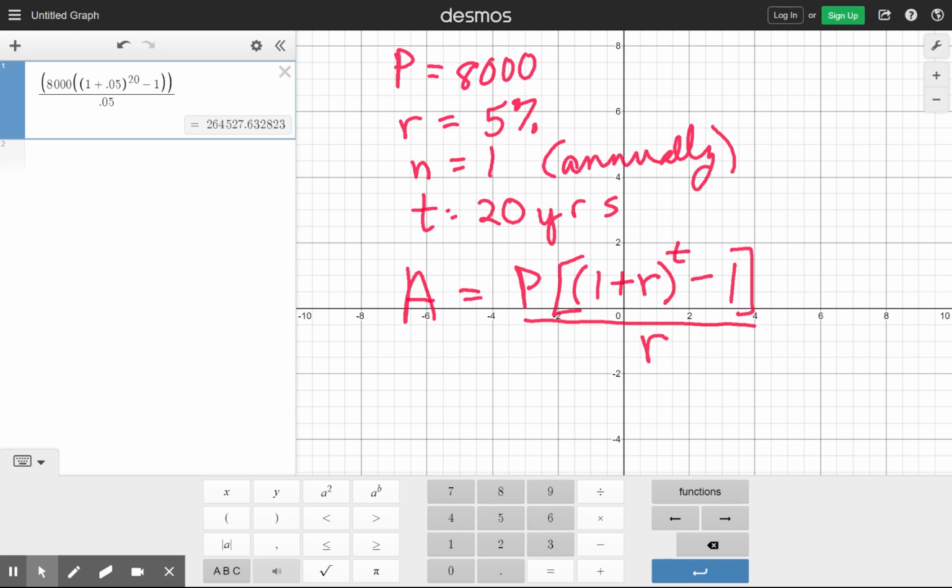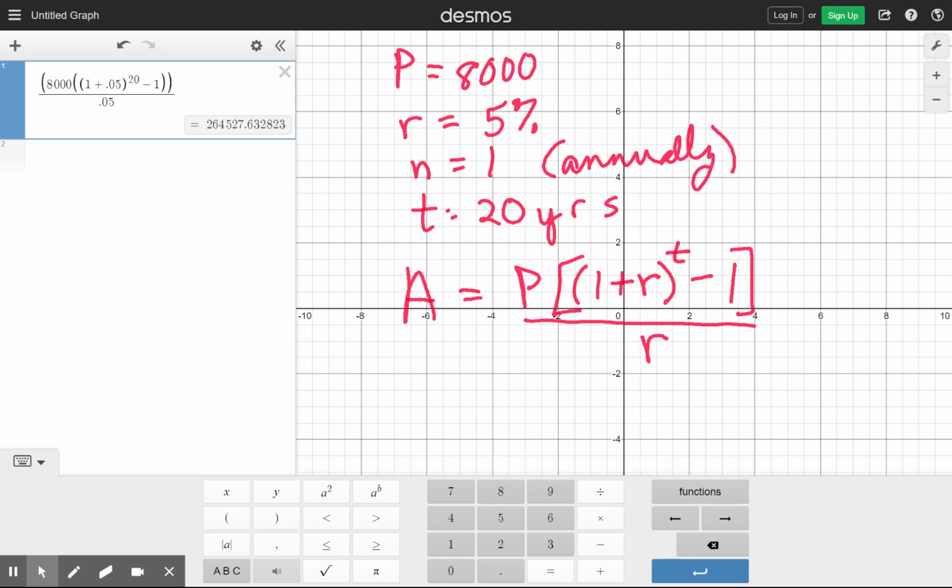That gives me $264,527.63. And on this one, actually, we're supposed to round to the nearest dollar. So you'd have $264,528.